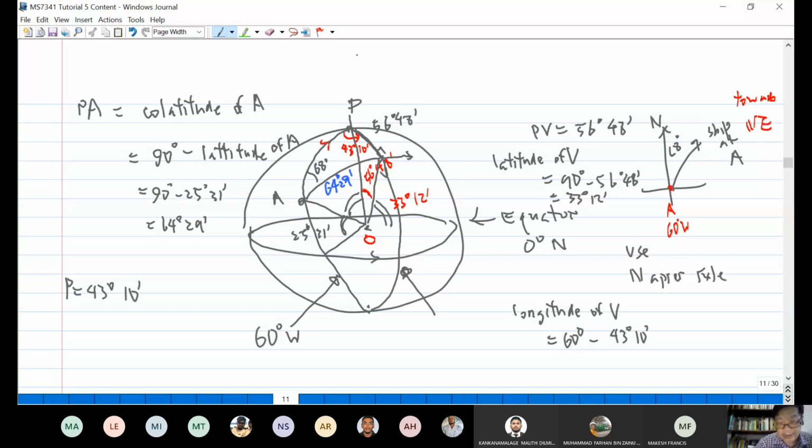So as you subtract, it moves to the east, right? You have 60 degree west. So you subtract how much degree it moves to the east. You'll find that this is equal to 60 degree subtract the P here. Then you get 15 degree 50 minutes. Still on the west side, right? Unless you move more than 60 degrees, then it becomes the east side. So now it's still on the west side. This is 15 degrees 50 minutes west.